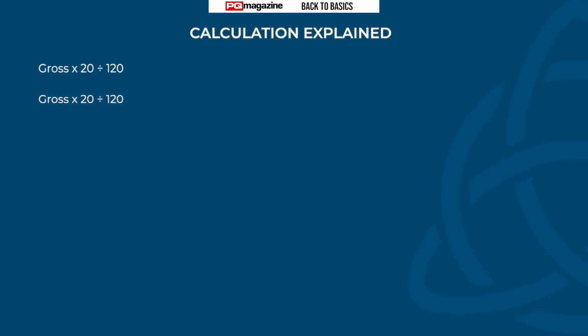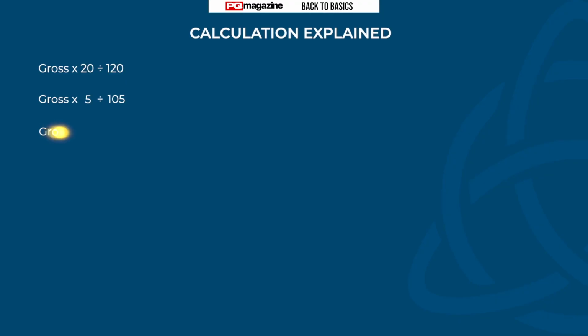So if we had a gross invoice value, but the VAT rate used was 5%, we would adjust the calculations as follows. The gross value would be equal to 105%. So we would replace 120 with 105. The VAT rate is 5%, so we would multiply by 5. This replaces 20 in the calculation. This would now make the calculation gross multiplied by 5 divided by 105.